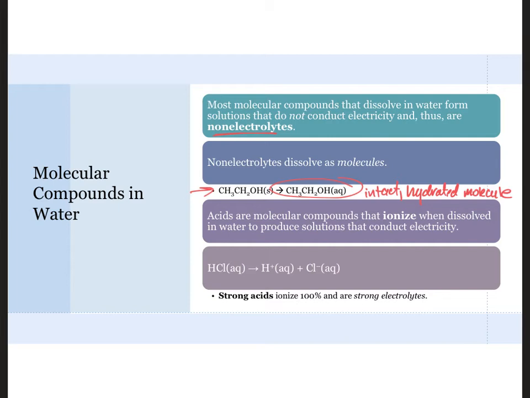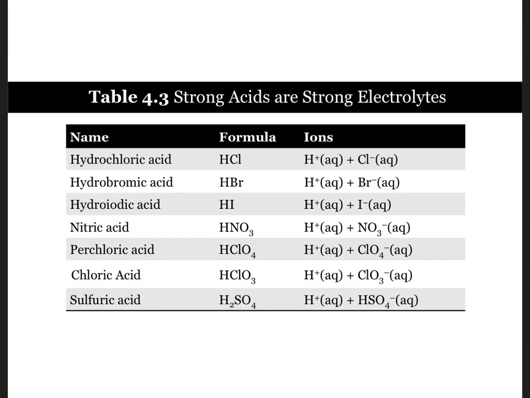Acids are a unique class of molecular compounds that ionize in water to produce protons, H+, and anions that will conduct electricity. There are 7 strong acids that dissociate 100% into ions, resulting in their classification as strong electrolytes. Be sure to memorize this list. You'll need to know these throughout the remainder of your Gen Chem career.